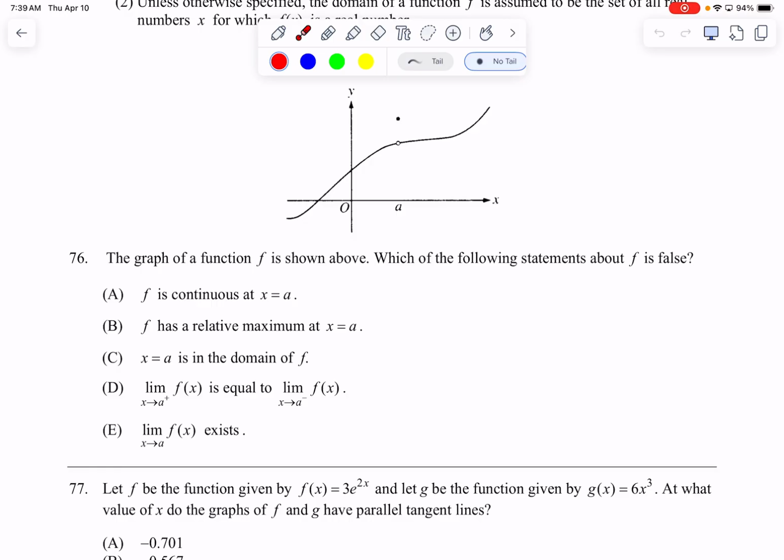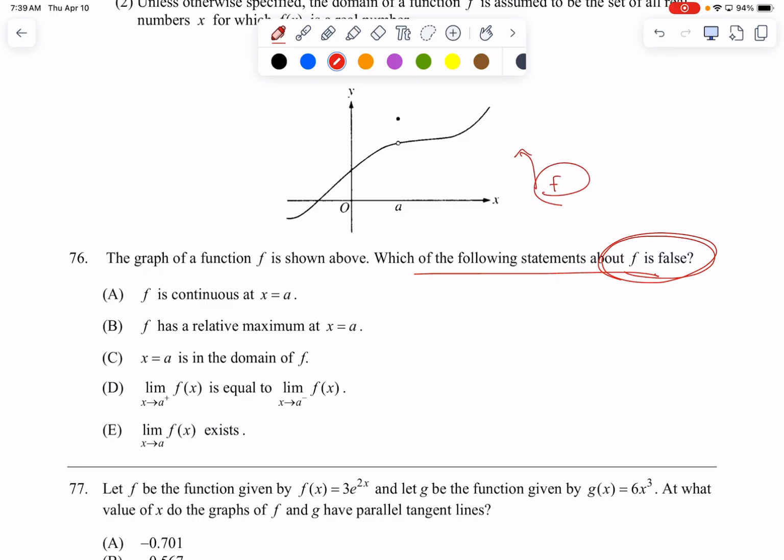So here we go. We got the graph of function f shown above. Which of the following statements about f is false? So this is f. So I'm going to make a note to myself. That's f. All right, f is continuous. Clearly not continuous. Got a hole. So which of the statements is false? Seems like that's going to be it. Okay, because it says which one of the statements is false. Well, we know it's not continuous because of a hole.